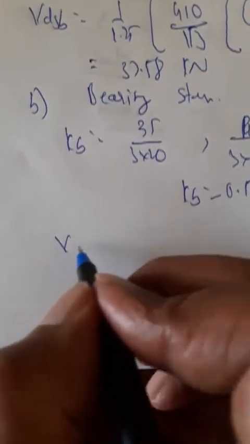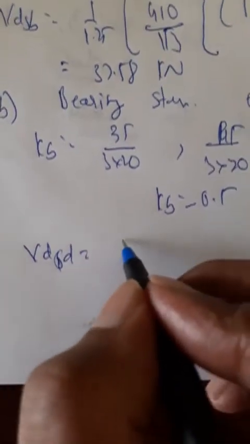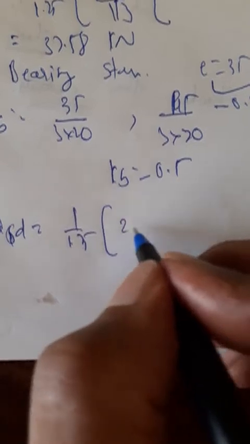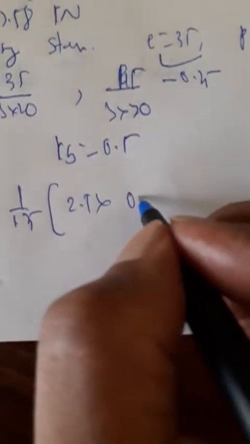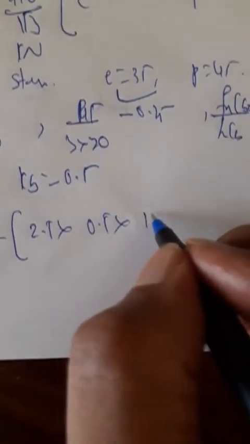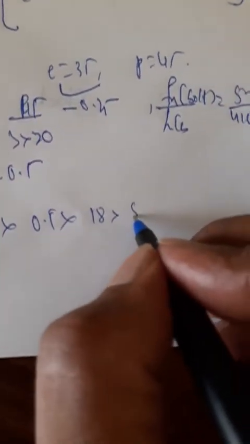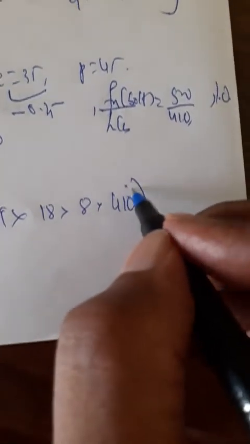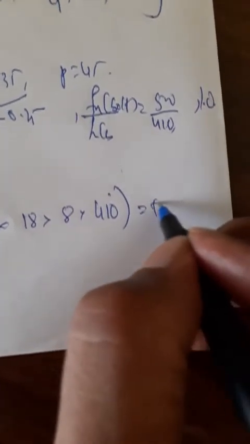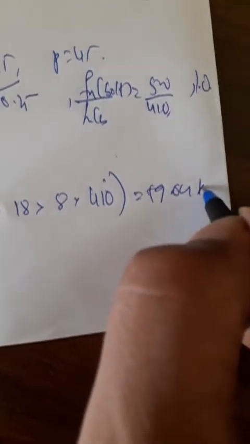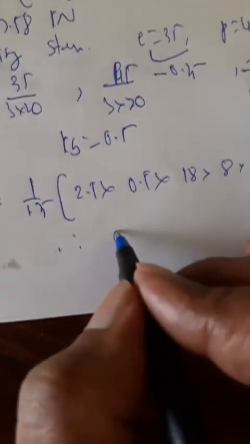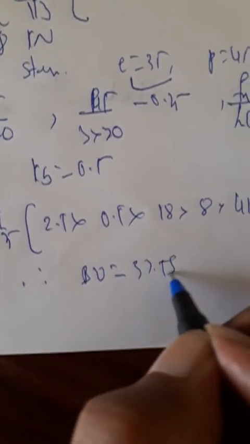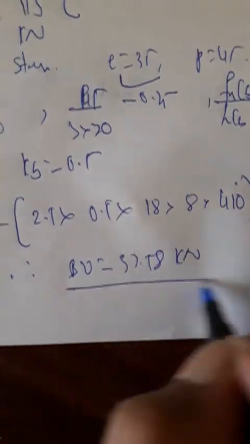Now Vdpb, the design bearing strength, is equal to 2.5 into KB 0.5, d diameter of bolt 18, t thickness of plate 8, Fu for plate material 410. Whichever is the least, Fu or Fub, that you have to put here. So you have the answer 59.04 kilonewtons. Therefore bolt value is 37.58 kilonewtons.